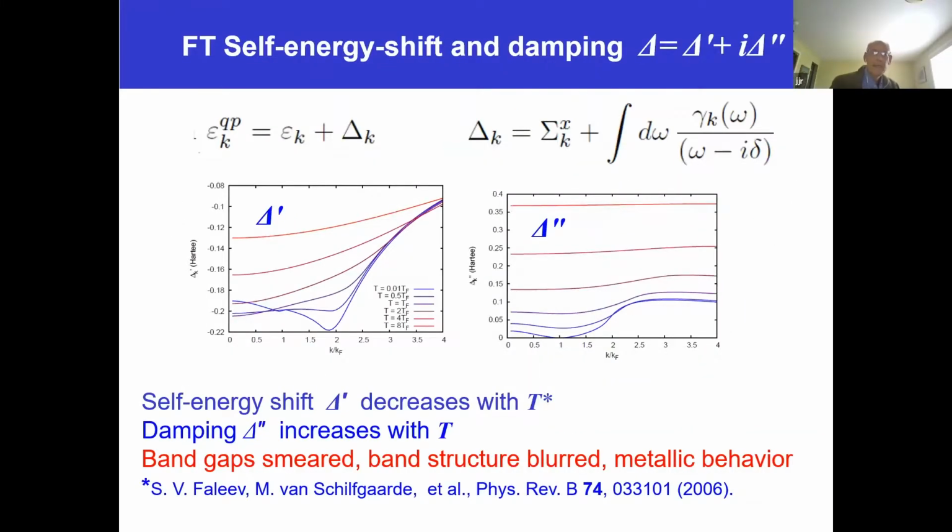The other interesting thing at very high temperatures is that the real part of the self-energy gets smaller and smaller. This is because the exchange part goes away, but correlation gets larger and larger, so the imaginary part grows. And as a result, phenomena like band structure and band gaps get all smeared and blurred. All materials become metallic, and it's actually easier to calculate than at low temperature.